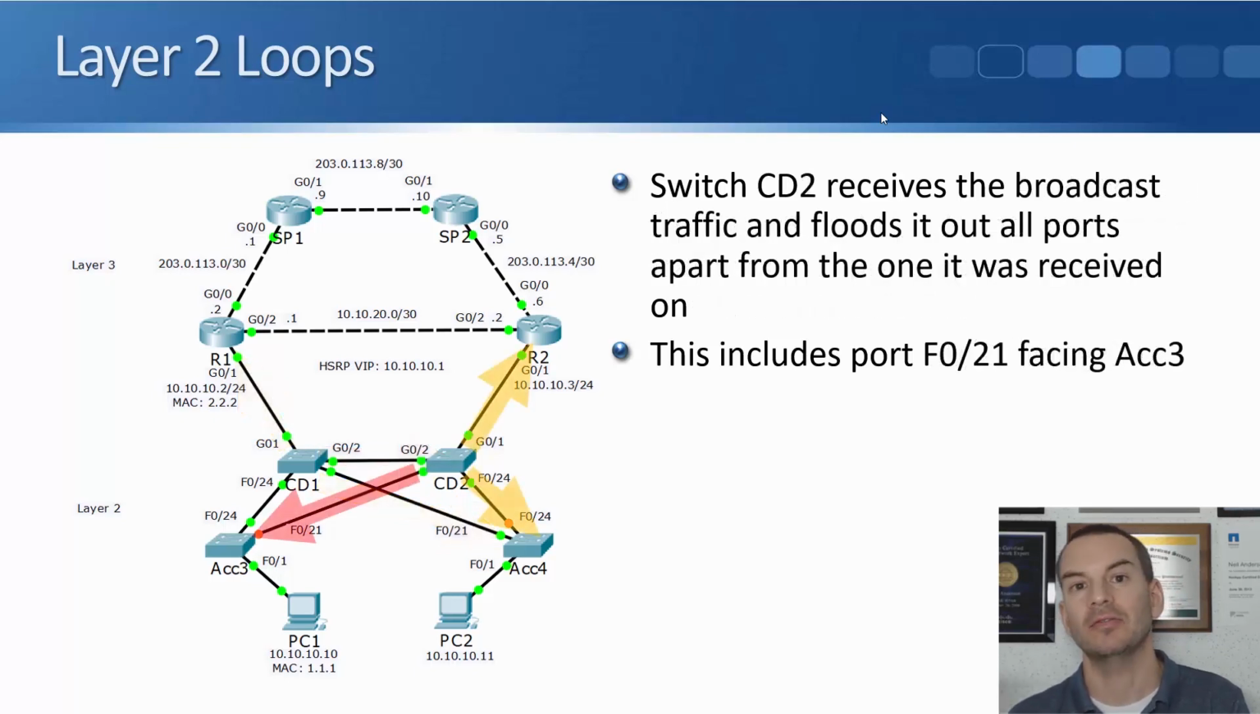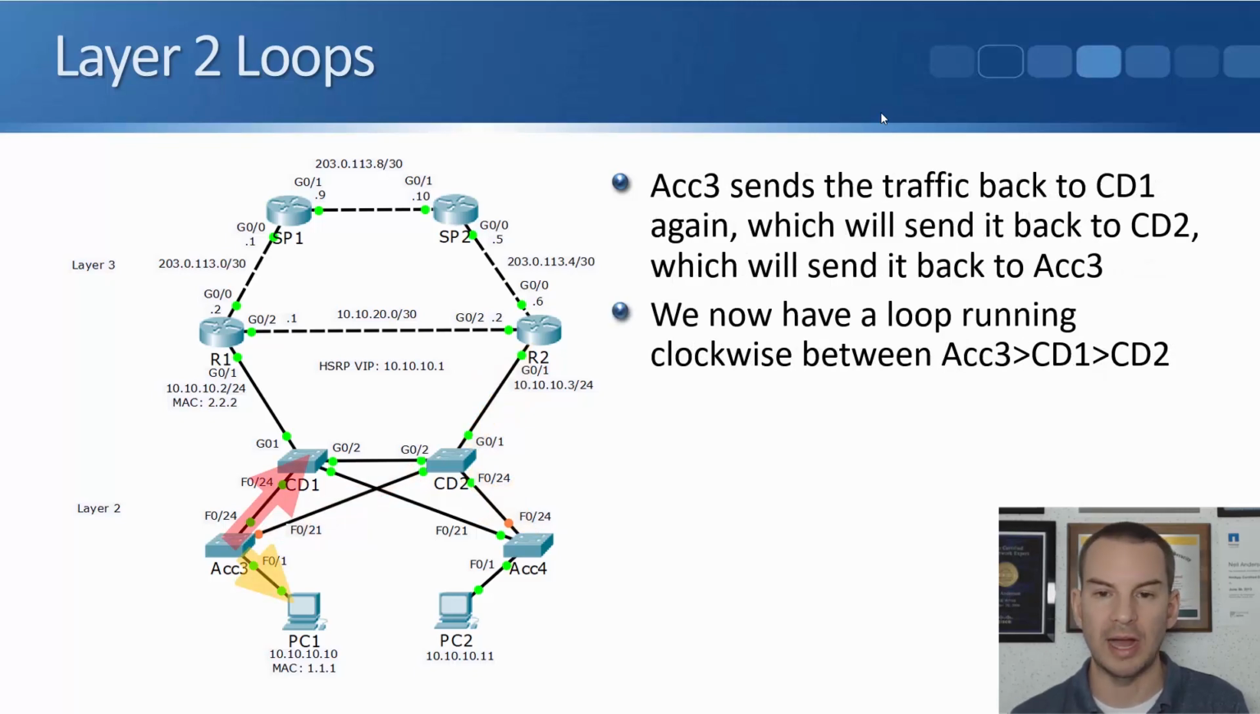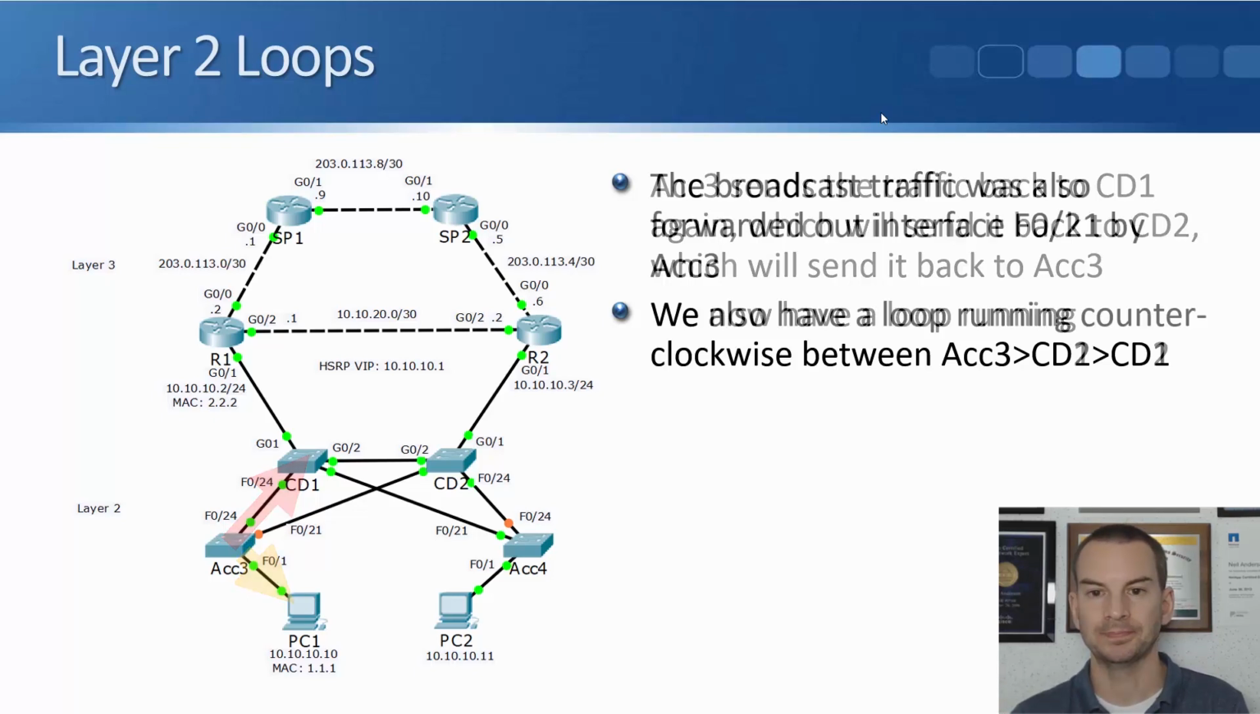CD2 does the same thing. It floods the broadcast traffic out all ports apart from the one it was received on, and that includes port fast 0/21, which is facing back towards switch access 3 again. The traffic comes into access 3, and access 3 sends the traffic back to CD1 again, which will then send it back to CD2, which will then send it back to access 3, and so on and so on. So we now have a loop running clockwise between the access 3, CD1 and CD2 switches. Whenever we've got broadcast traffic, it's going to keep looping between the three of them.